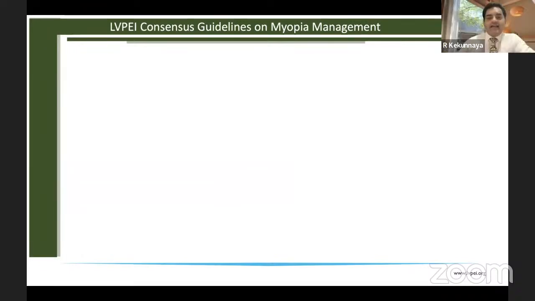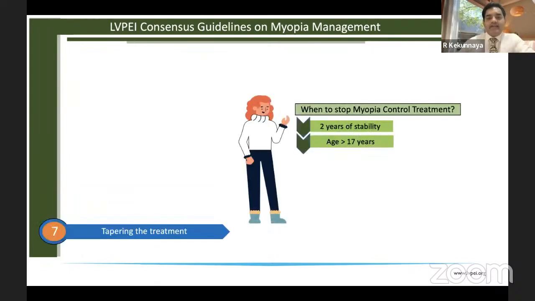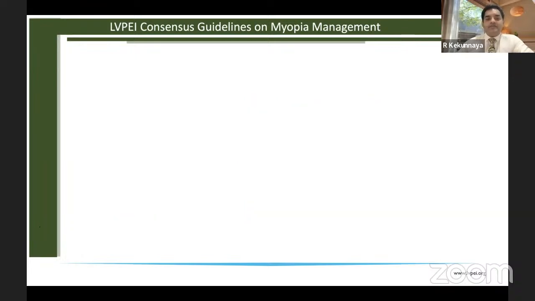Yeah, I just have 2 more slides. That's it. And then when to taper also, we need to. More or less, I would say 2 to 3 years of stability. Up till around 13 or 14 or maybe 15 years, I would try to stop this myopia treatment trial.